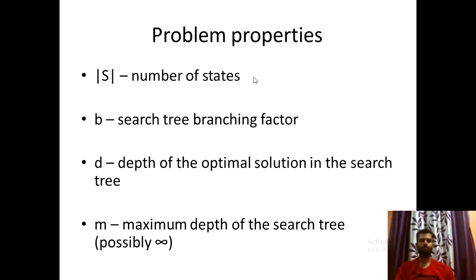Generally, in order to solve a particular problem using a search strategy in artificial intelligence, big O of b raised to m will be its complexity. So here b means branching factor and m means maximum depth. m means the maximum depth of that particular searching strategy.